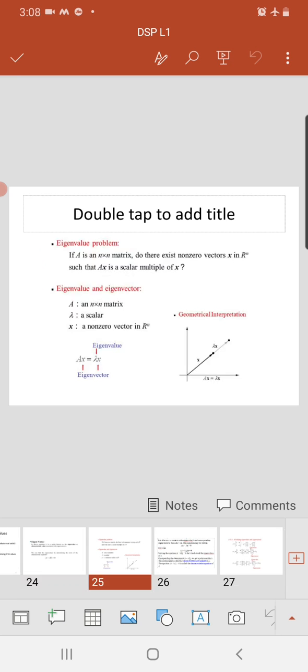So let us see one example. If A is an n by n matrix, there exists a non-zero vector x in R^n such that Ax is a scalar multiple of x. Now what is A? A is an n by n matrix, λ is a scalar and x is a non-zero vector. So this diagram shows the geometrical interpretation.